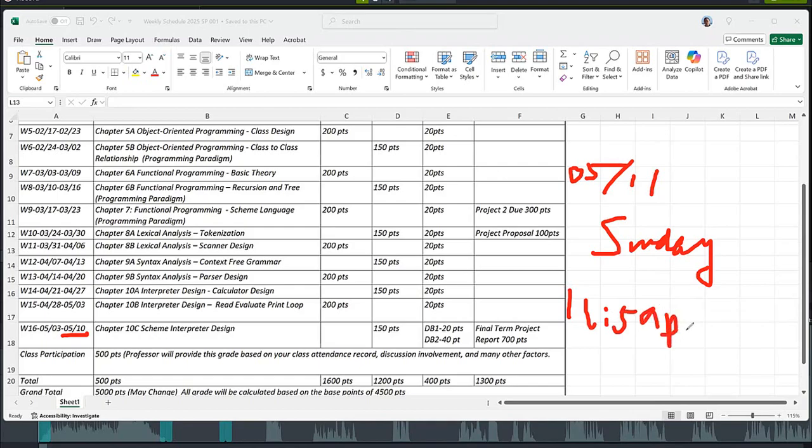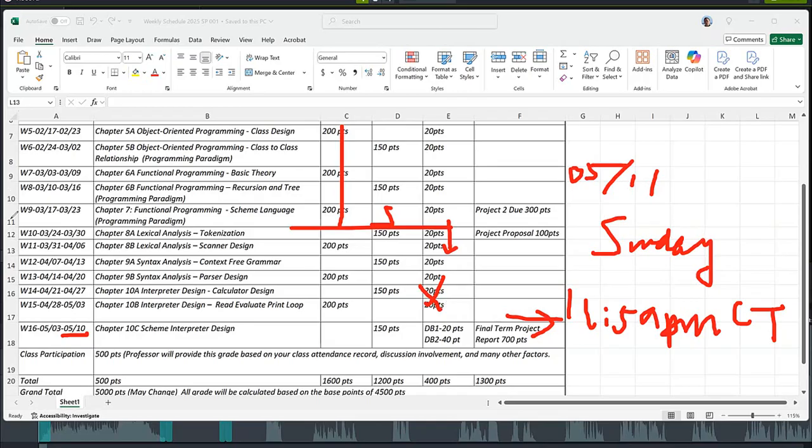11:59 p.m. Central Time. Don't tell me that you're living on the East Coast or Hawaii. I don't care where you live. We use 11:59 Central Time, which means the end of the Sunday. Once you pass it, I don't take any homework anymore.